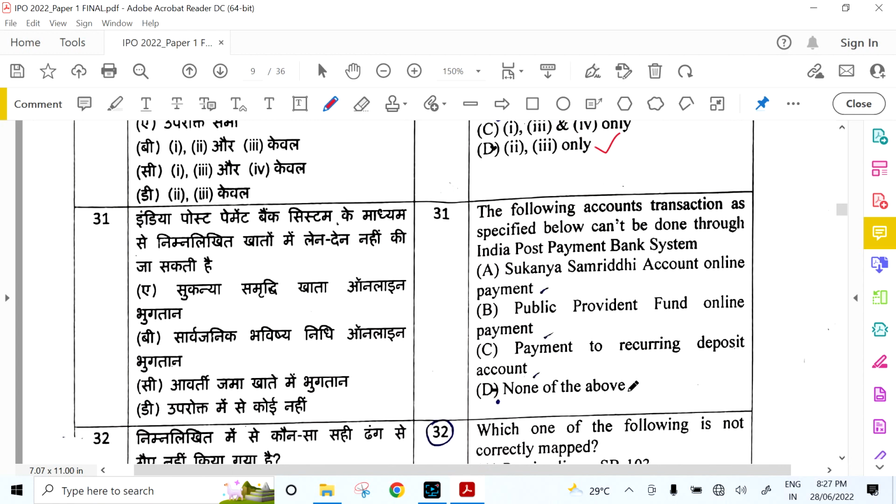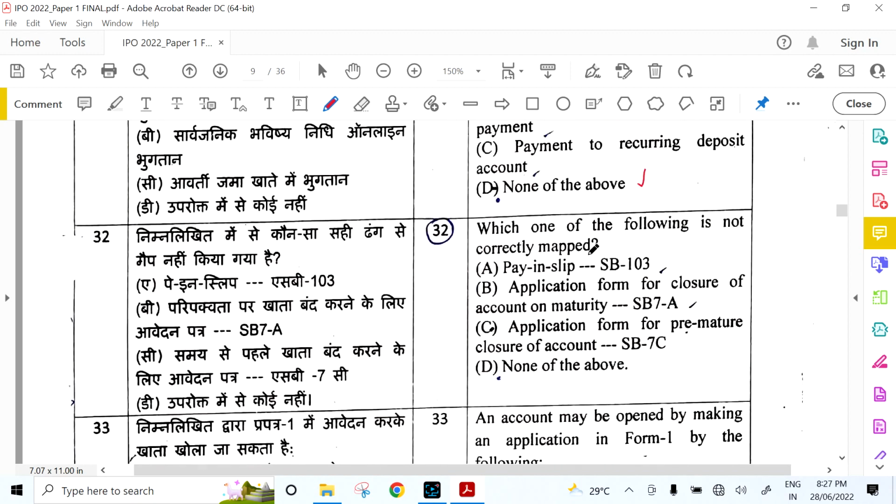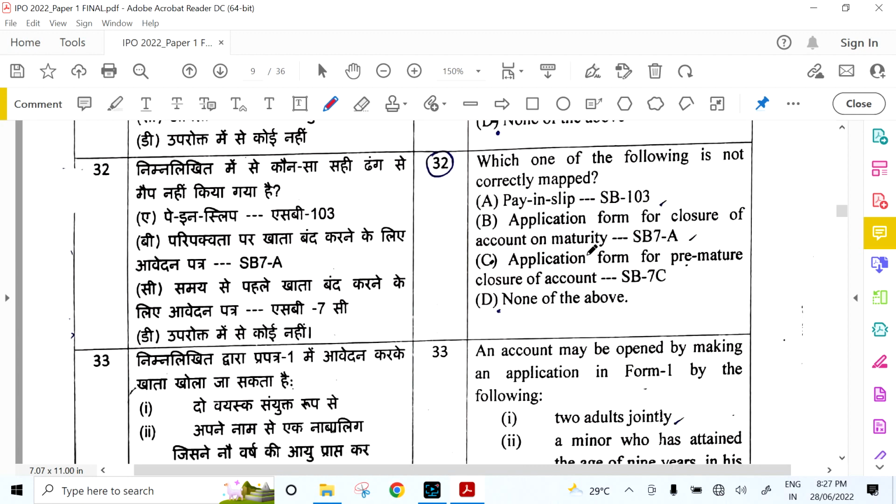The following accounts transactions as specified below cannot be done through India Post Payment Bank: Sukanya Samriddhi online payment, PPF online, recurring deposit payment, none of the above. The answer is none of the above. Cannot be done, it is given. So all these things can be done: Sukanya can be done, PPF can be done, and RD can also be done through IPPB online. Recently PL and RPLI have also been added. In the next examination they may ask you this also.